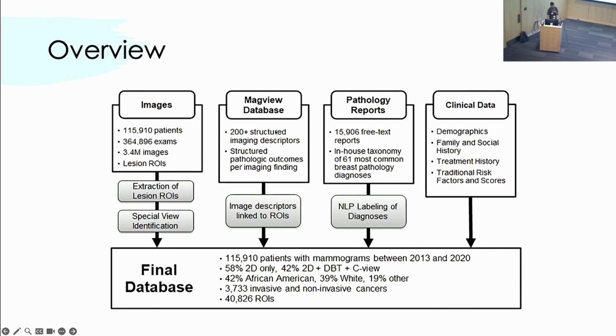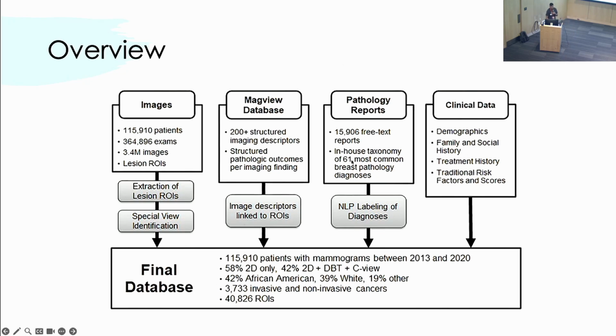We then have a MagView database, which I'll show what that is, but that is all of the descriptors for the image and the pathology. So when we talked about the description of masses, calcifications, what types they were, right? The pathology, if that lesion was biopsied, is in there, the date of that biopsy is in there, and the BI-RAD score is in there. So for a screening exam, you can get what BI-RAD score was assigned. For a diagnostic, you get the BI-RAD score 1 through 6, right? And then the density is in there, right? So is the density A, B, C, or D?